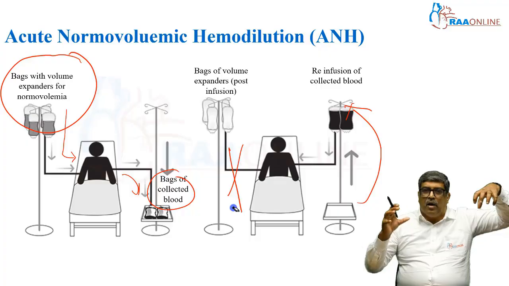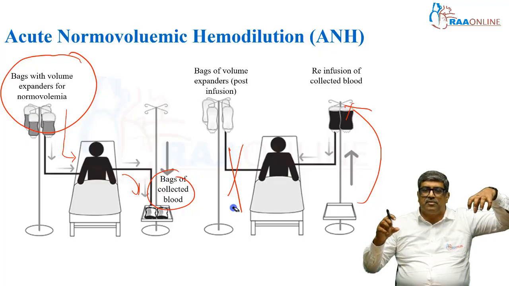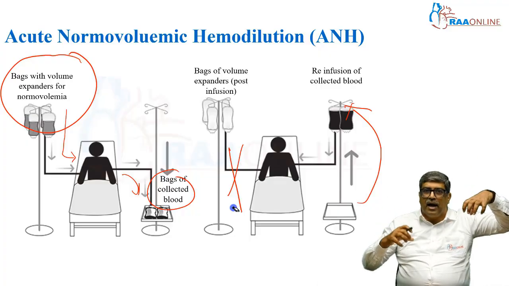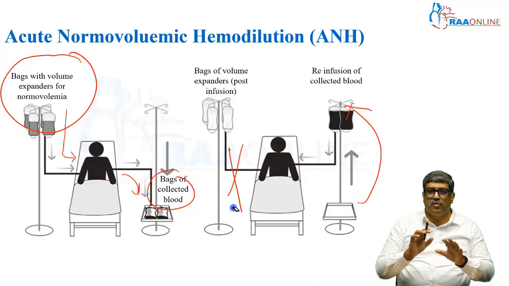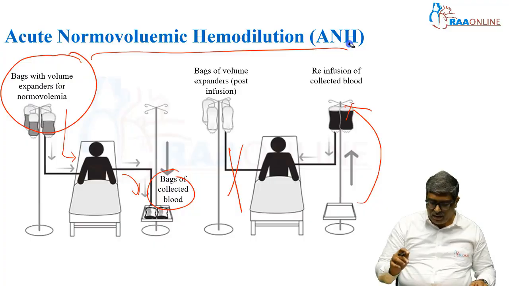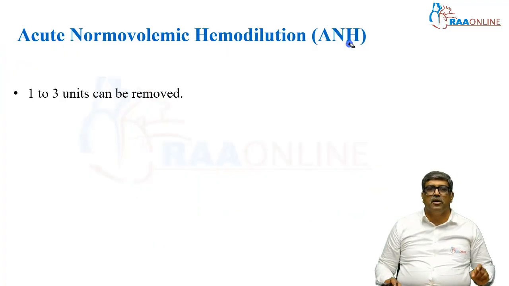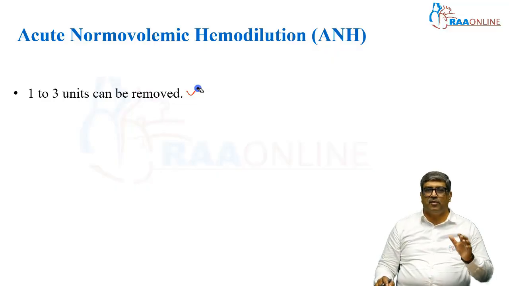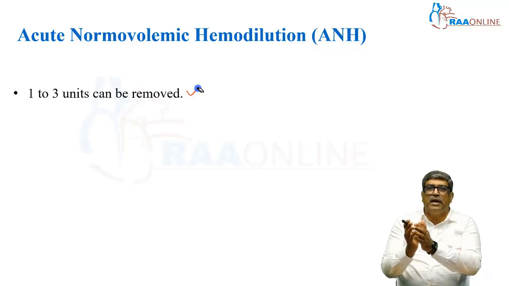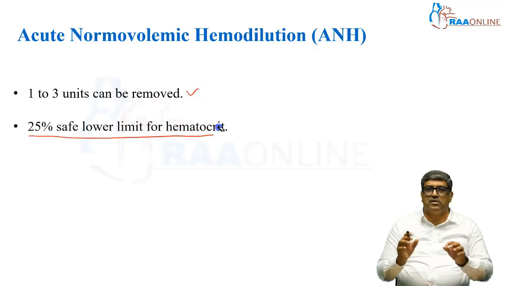Initially, you add crystalloid equal to the volume which is removed as blood, and the blood is retransfused into the intraoperative period. That is what is meant by acute normovolemic hemodilution. Here you can remove up to 1 to 3 units of blood. So around 400 to 800 ml can be removed.